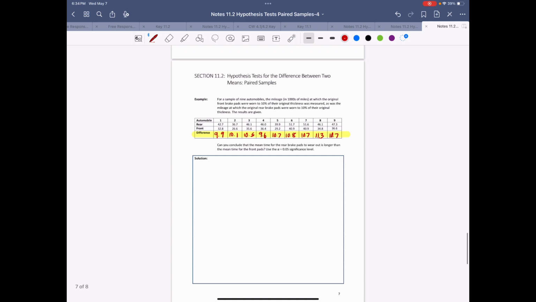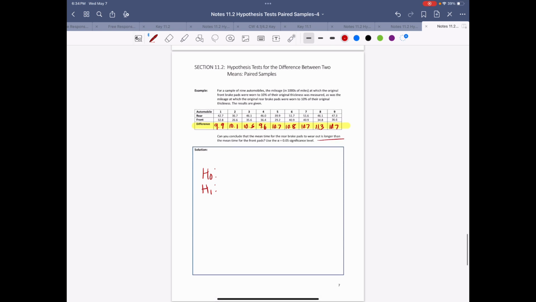So we've done our conditions. It says, can you conclude that the mean time for the rear brake pads to wear out is longer than the mean time for the front? So the same thing. H0 is there is no difference. And H1, look for one where the rear brake pads was longer than the front, like the first one. The rear was longer than the front. It's a positive answer. And if you look, they're always a positive answer. All right, so my H1 is going to be mu of D is greater than 0. And that's how you do the matched pairs. They're not independent t-tests. They're just a one sample t.